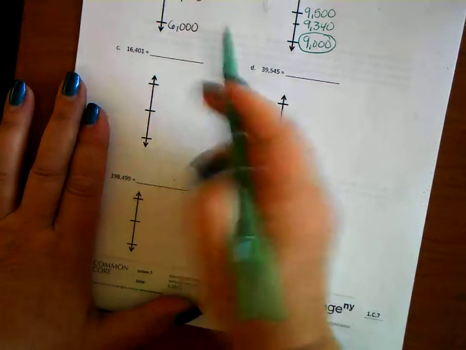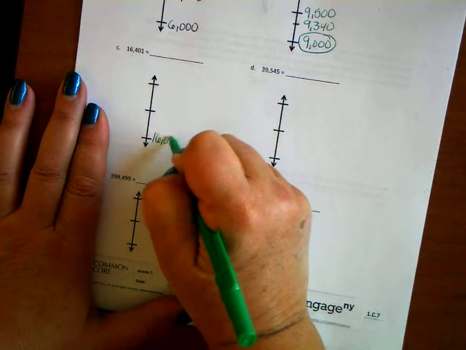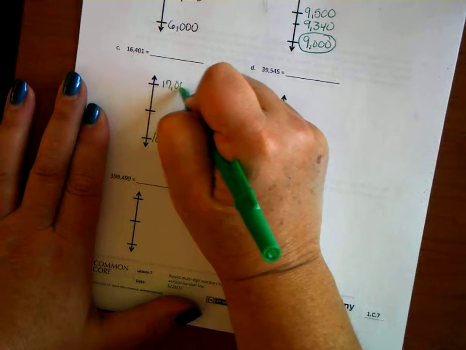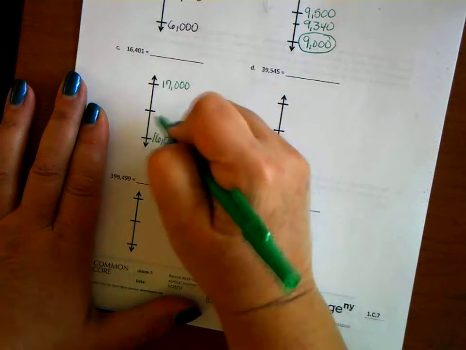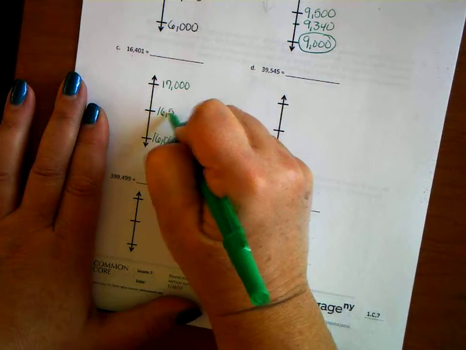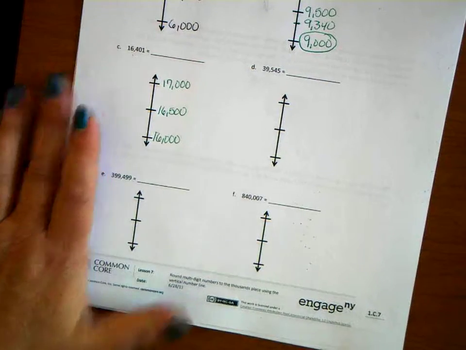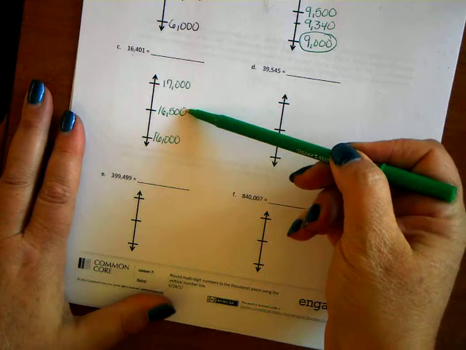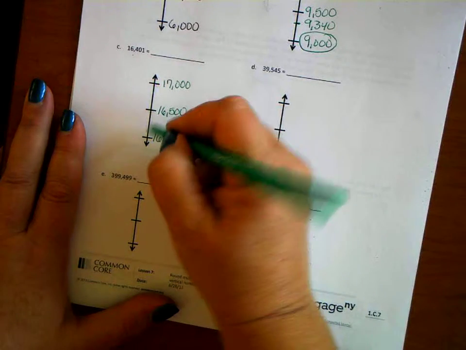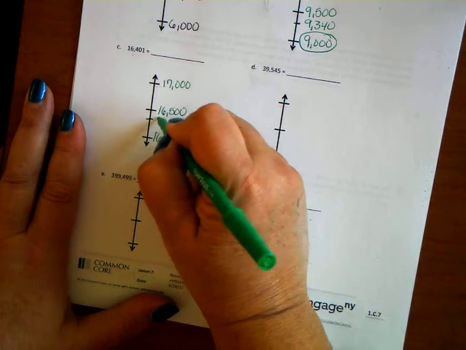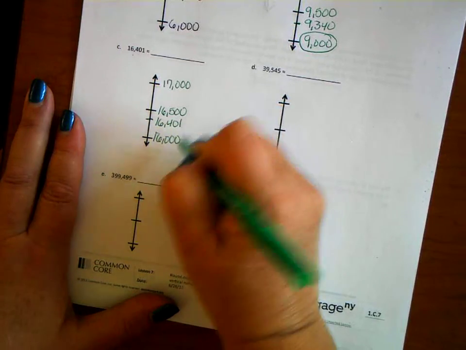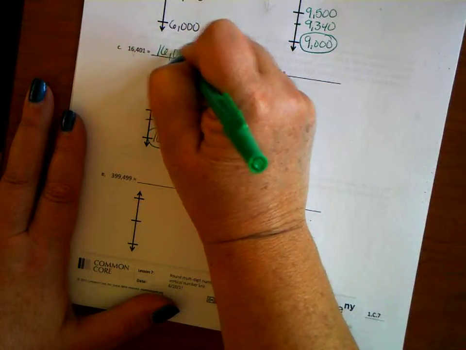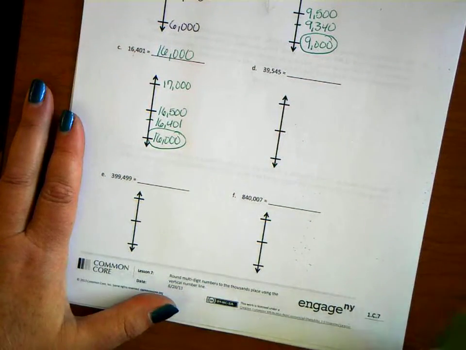C, 16,400. This is 16,000. 1,000 more is 17,000. The midway point is 16,500. Okay. 16,401. Is that more or less than 16,500? Less. So I'll put it here-ish. So it is closer to 16,000. Rounded to the nearest thousand, it's 16,000.